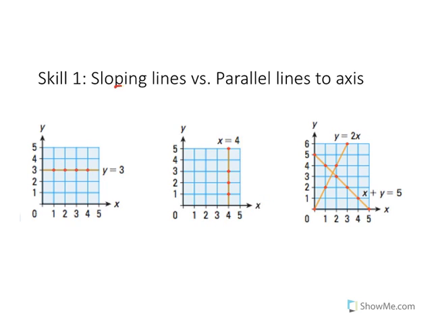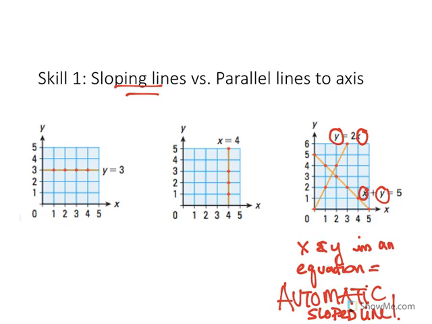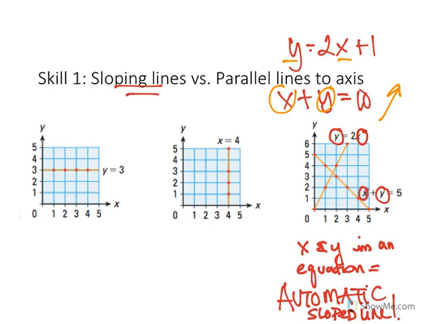Now, sloping lines are special. Anytime you see that x and y are in this equation, automatically know it's a sloping line. So let's just know that for now. So if I had an expression y equals 2x plus 1, I know it's a sloping line because x and y are in it. If I had x plus y equals 10, I know it's a sloping line, and it's because x and y are in it. And a sloping line is one that goes diagonally up or diagonally down.